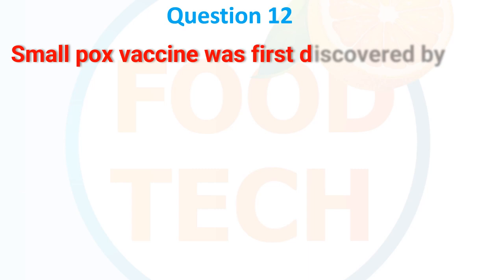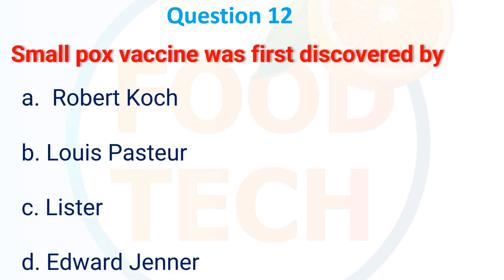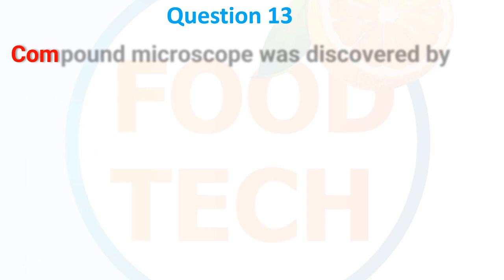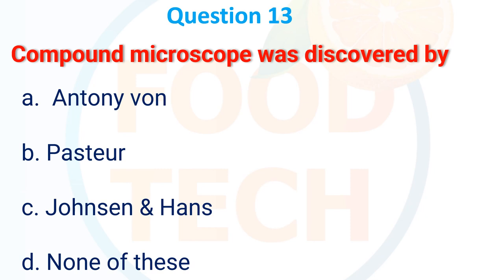Smallpox vaccine was first discovered by A. Robert Koch, B. Louis Pasteur, C. Lister, D. Edward Jenner. The answer is D. Edward Jenner. The compound microscope was discovered by A. Antony van Leeuwenhoek, C. Johnson, and D. None of these. The answer is C.